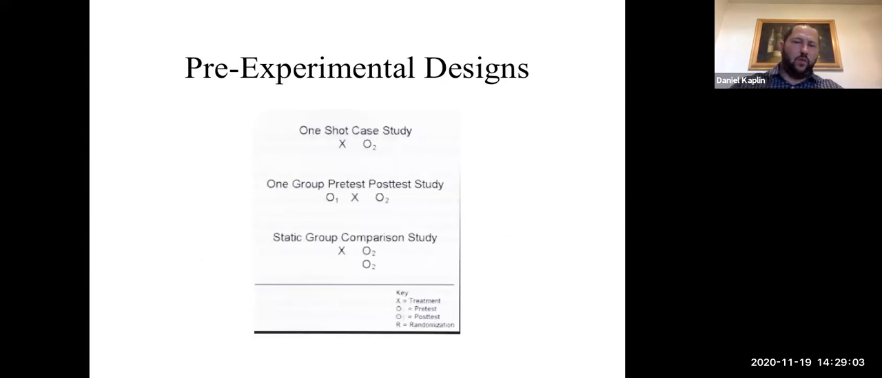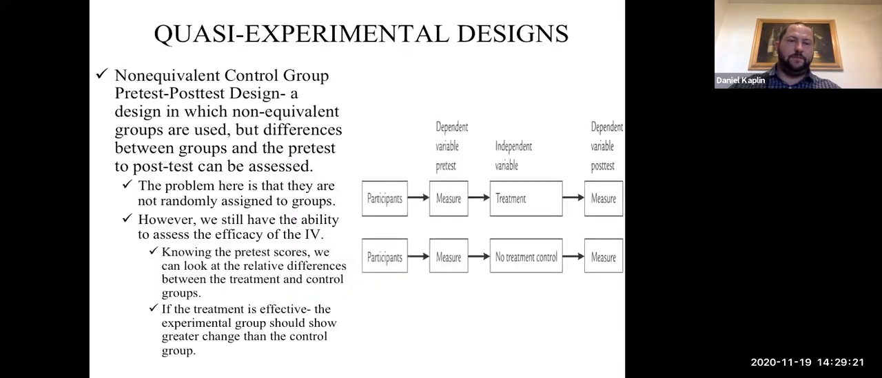And here's the notation for the first three. Again, one shot, one group, pre-test, post-test. Again, one shot case study was the post-test only. Static group comparison, this is the non-equivalent control group. Different books will refer to things differently. So this is a screenshot that I took out of another book to show you scientific notation.